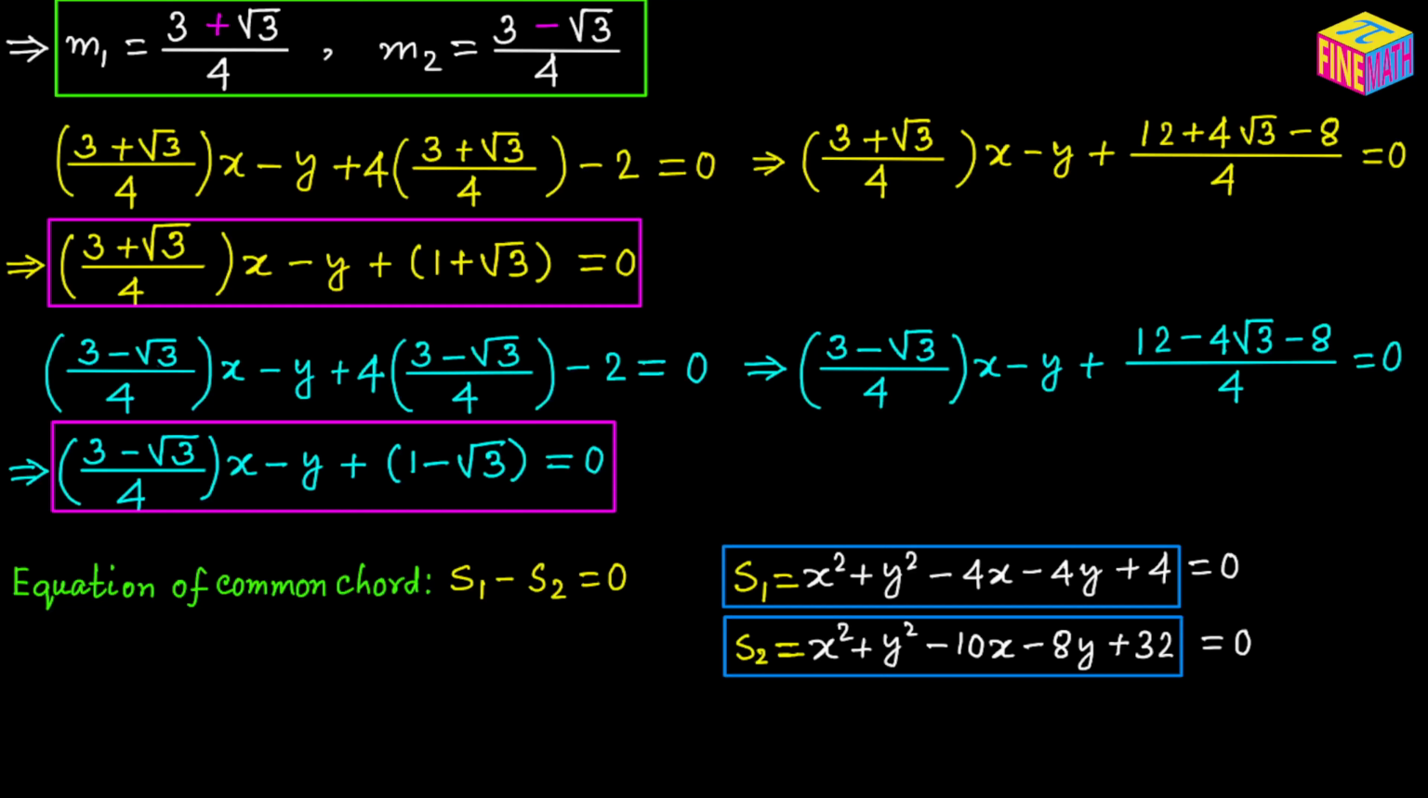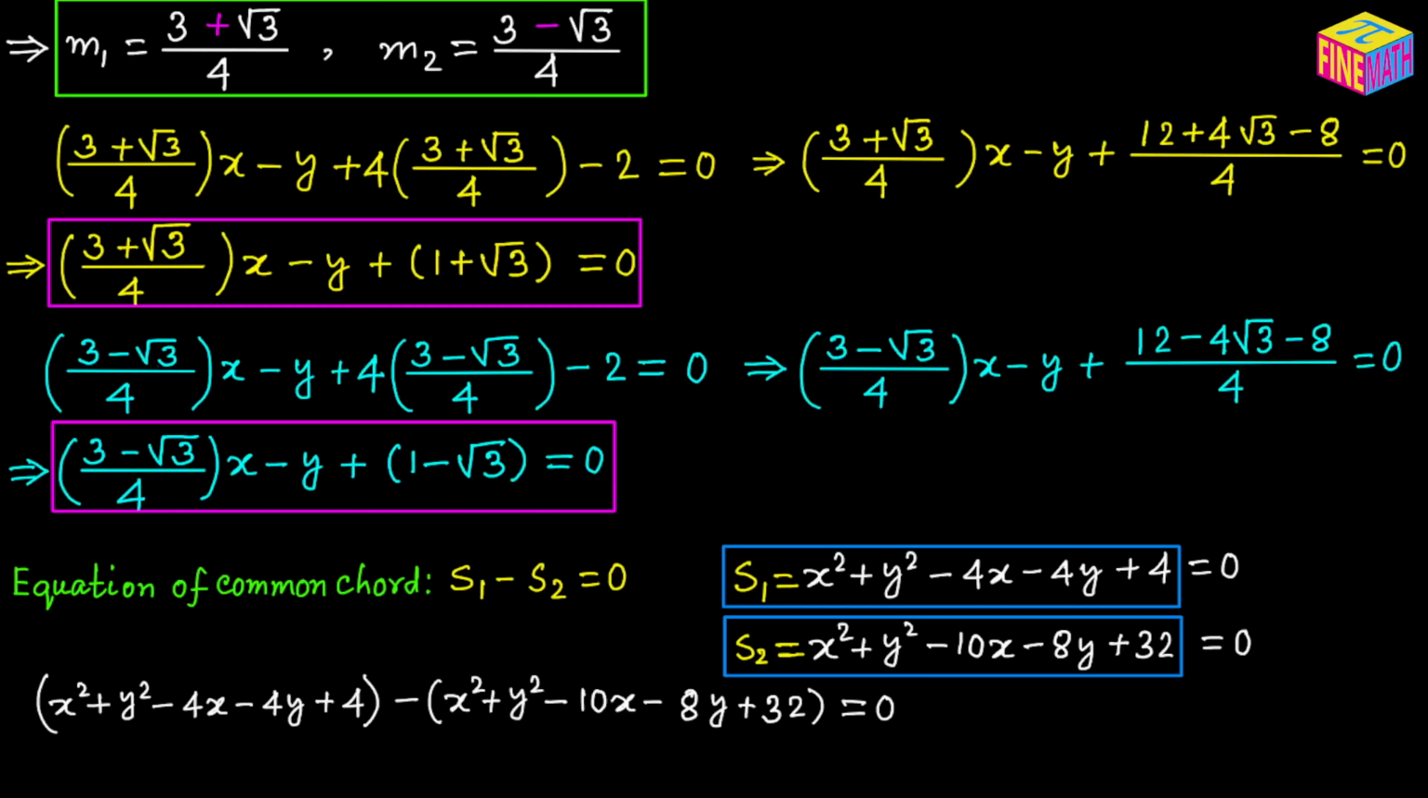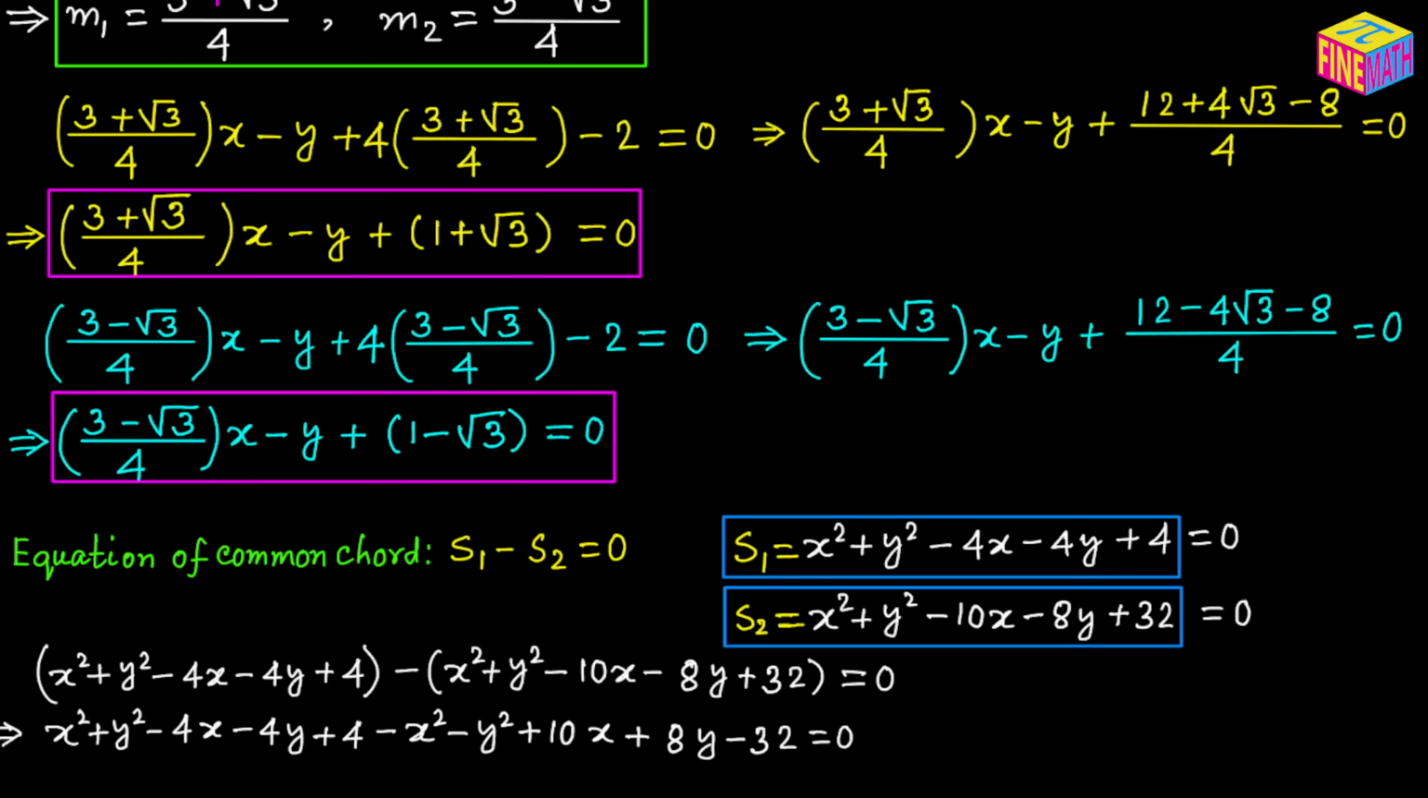So if we subtract these values, then the equation of the common chord would look like this. And if we remove the parenthesis, then our equation looks like this. And there you see the positive x squared and the negative x squared, they will cancel out each other. Similarly, positive y squared and negative y squared will also cancel out each other. And we are going to be left with 6x plus 4y minus 28 is equal to 0. And if we divide both sides by 2, then our equation becomes 3x plus 2y minus 14 equals 0. And that is the equation of the common chord for these two circles.